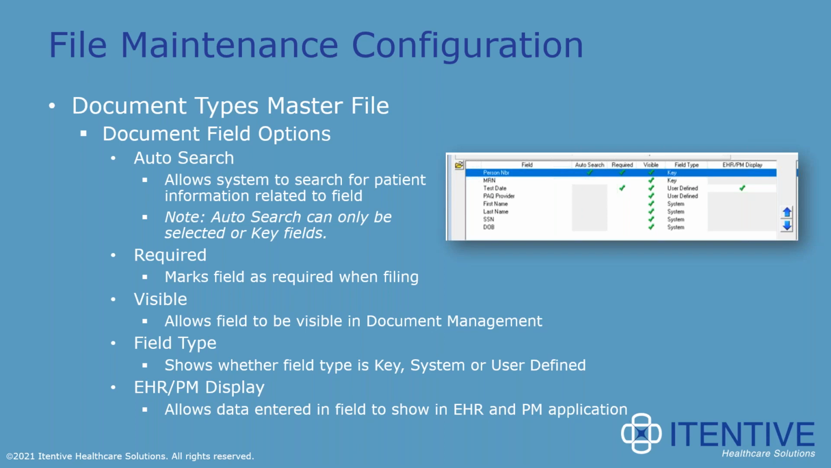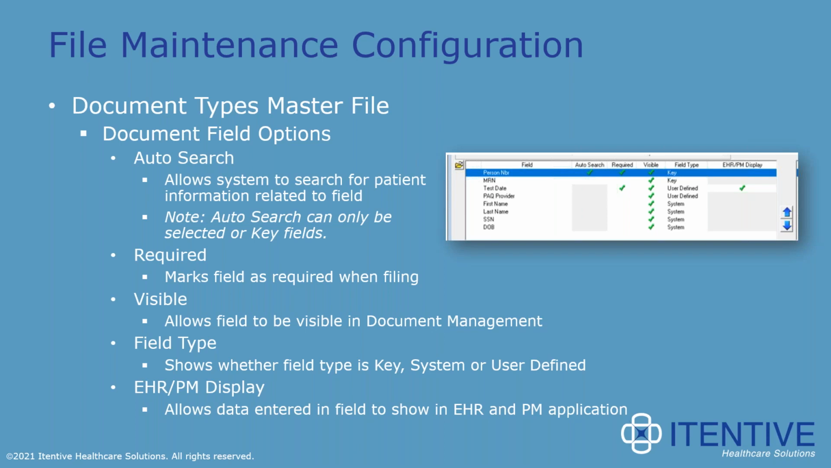The next column is an important one. That is to make sure that this field is visible. So checking off that visible column will allow the information that populates in that field to be visible on that filing window in the application. The next column, for our field type, this really is just informational only. So you can't modify this. This is just to let you know whether a particular field that you've selected is a system, key, or user-defined field. So one of the ways that this can come in handy is if you are selecting from that auto search, it lets you know quickly which options you have, for example, for those key fields.